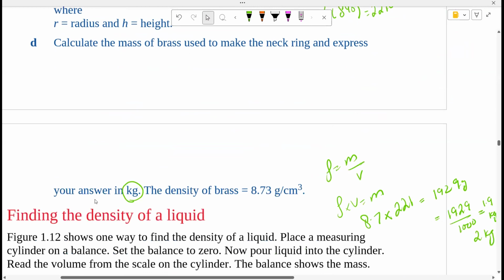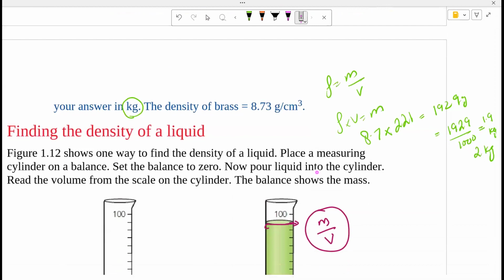In the last part, they have asked us to find out the mass in kilograms. For that, we need to go for the density and mass formula. By rearranging, we have mass equals density into volume. Density is given as 8.7 and volume we just calculated as 220. By multiplying it, we get 1929 grams.